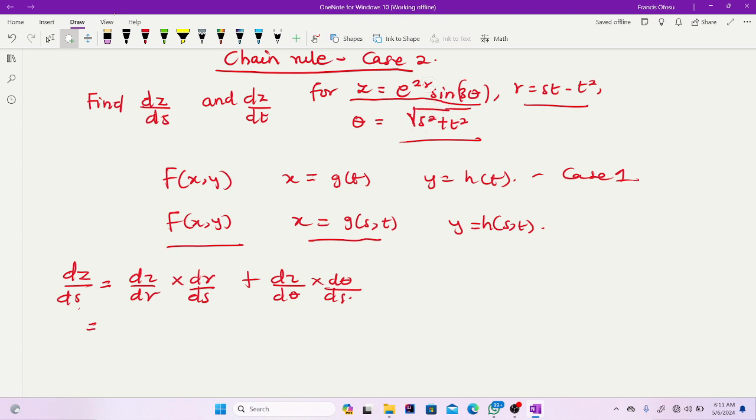What is the partial z on r from here? If z is equal to e to the power 2r sine 3 theta, I want to differentiate with respect to r. Once we are differentiating with respect to r, theta here becomes a constant. We only focus on the exponential function. So I'll simply get 2e to the power of 2r sine 3 theta, multiplied by the partial r on s.